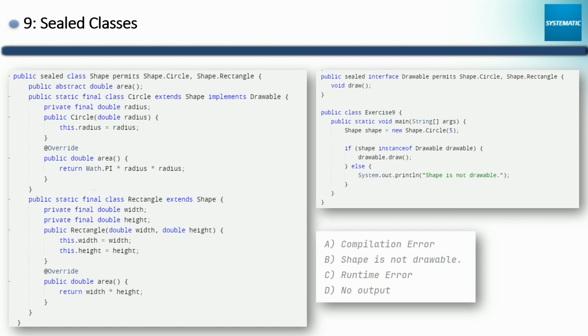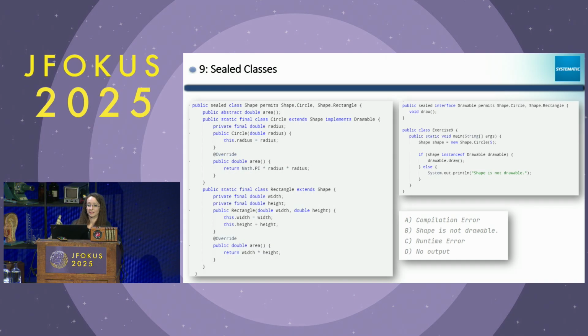So when we run this code, what do you think will happen? And there are 4 available options. Either we get a compilation error, so maybe something is not entirely correct in what I have written over here. Or perhaps we get on that else statement and display shape is not drawable. Or perhaps we get a runtime error, or maybe we don't get any output. So I will now trigger the possibility for you to submit your answer. Please do so. And let's see if you correctly identified what is happening over here.